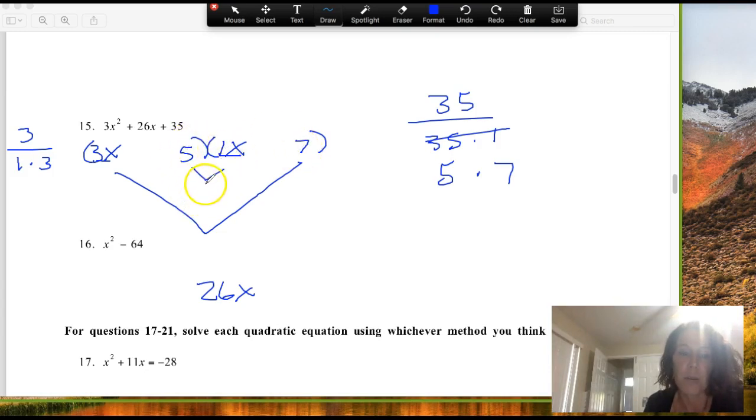5 times 1x is 5x. 7 times 3x is 21x. 5x's plus 21x's is 26x's. So it was 5 and 7.